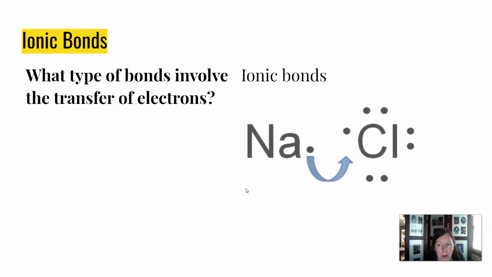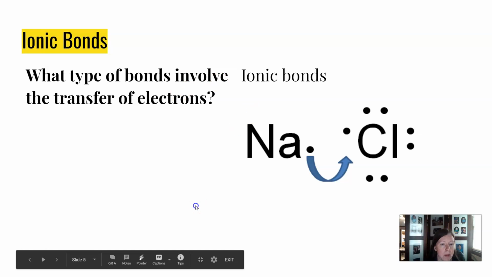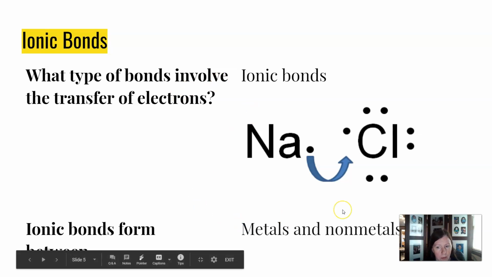So I'll show you the picture that we've used before. If we take sodium and its valence electron of 1, and chlorine has 7, chlorine wants 8 valence electrons, so it's going to snatch that one from sodium, and that's how they're going to bond. So it's actually taking it away. There's a transfer involved. Okay, so ionic bonds, just a reminder too, are between metals and non-metals.